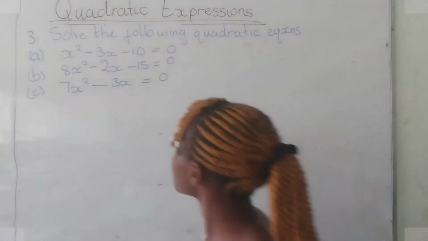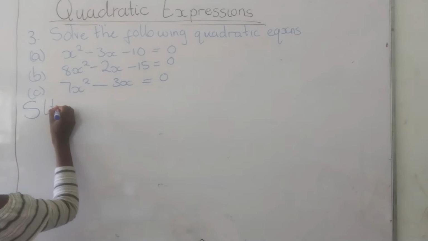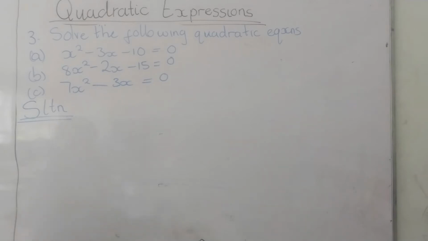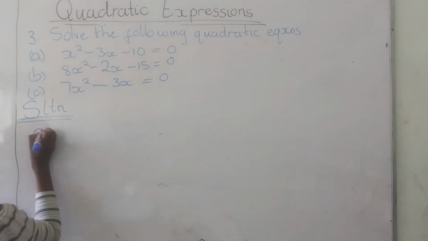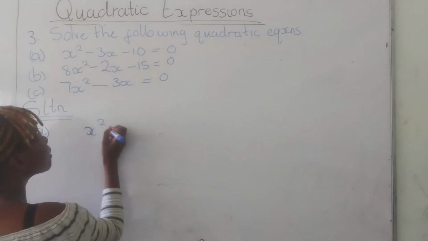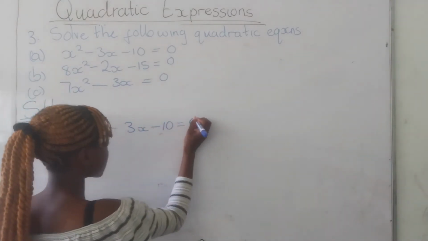According to this, for the following quadratic equations, solve them. I will not simplify all of them since I have shown you how it stands. So maybe I'm going to take A and C, and the rest in B you simplify on your own. Okay, so for A, it's x squared minus 3x minus 10 is equal to 0.